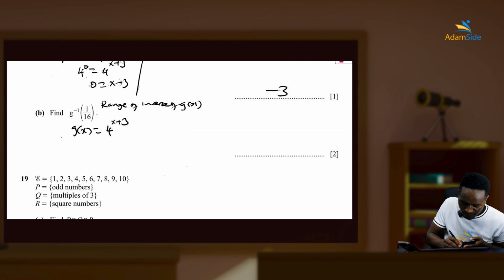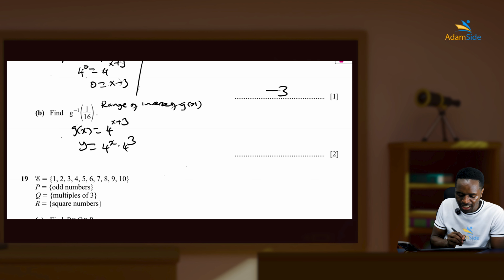Then we swap the variable. So you put y = 4^x. Remember, it's the same as 4 power 3. Multiplying numbers with the same base, you add up the powers. And then swap the variable. So x is equal to 4 power y times 4 power 3.